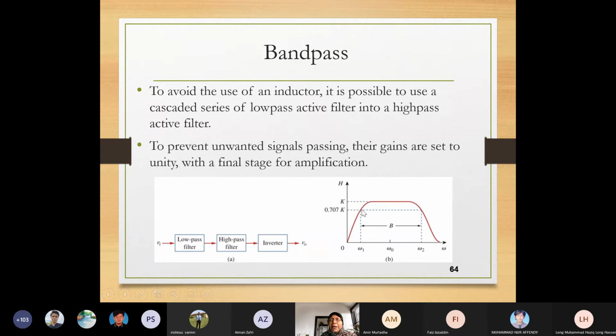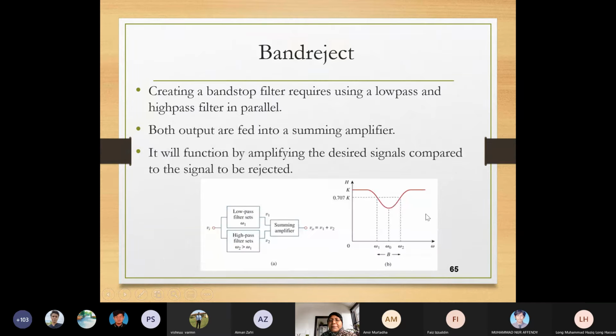And remember, for the actual performance of a filter, the cutoff is always taken at 0.707 of the maximum gain. Okay, band reject frequency.